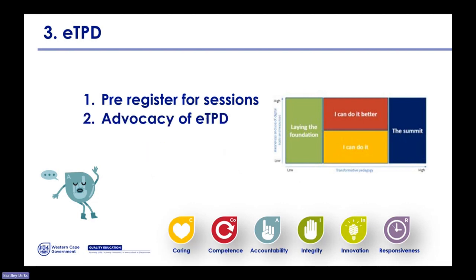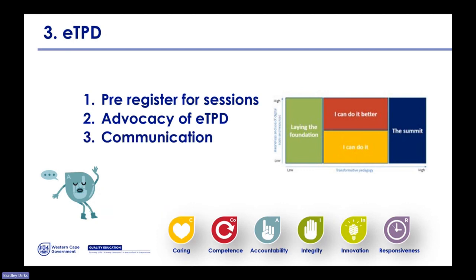Secondly, the advocacy of the e-learning teacher professional development at school basically falls on the eChampion at the school. It's your job to make sure that the teachers are fully aware of the sessions that will be hosted. You need to find creative ways of letting your colleagues know what sessions will be hosted. I've seen this at some schools: you walk in and you will see a QR code close to the sign-in book. If you scan the QR code, you will see the training sessions that will be hosted. So you can do it with a QR code, or you can just share the link within the groups.